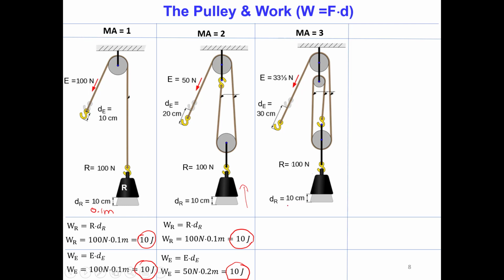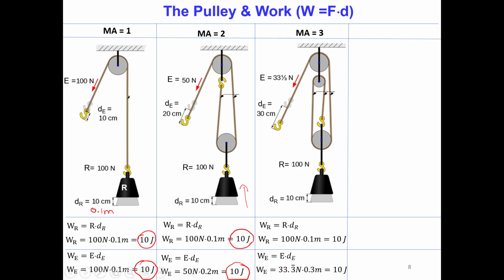But what happened if we want to move this resistance 10 centimeters? We need to pull the rope 30 centimeters. Yes, we need to pull the rope 3 times more. If we want to move up 10 centimeters, we need to move this one 30 centimeters. Then the work done by the resistance will be 10 joules because we had the same situation. Even if we had a different pulley system, we had the same situation here. This is why the work done by the resistance is the same.